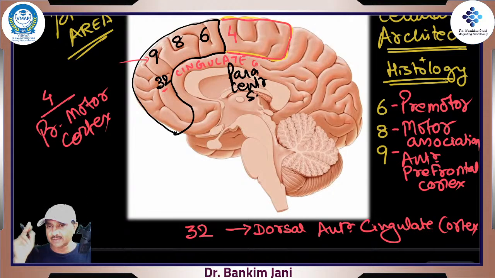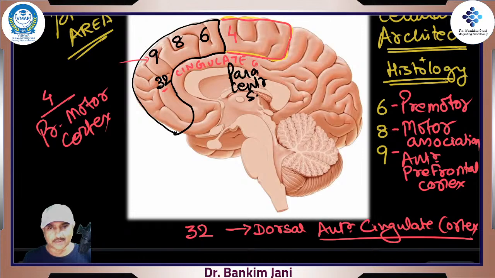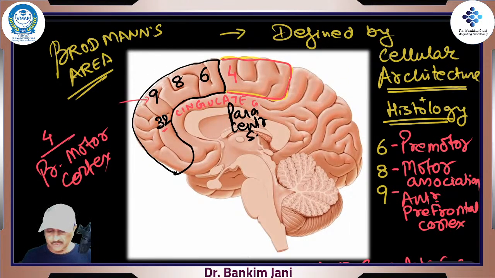When we discuss cingulate cortex from its physiology point of view, all these things will automatically start making sense. But remember, this area 32 is in the anterior part, that is the anterior cingulate cortex, right? So far, everything is clear, right? And do remember, do keep on revising.